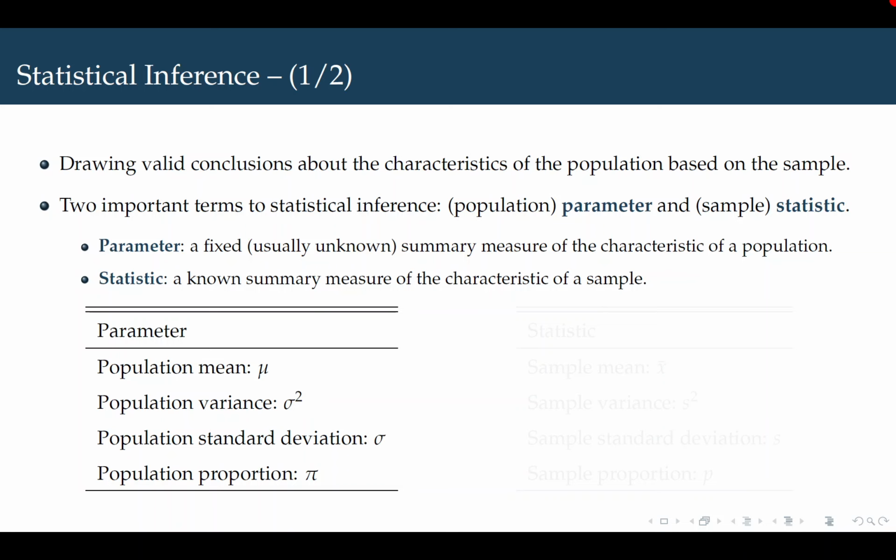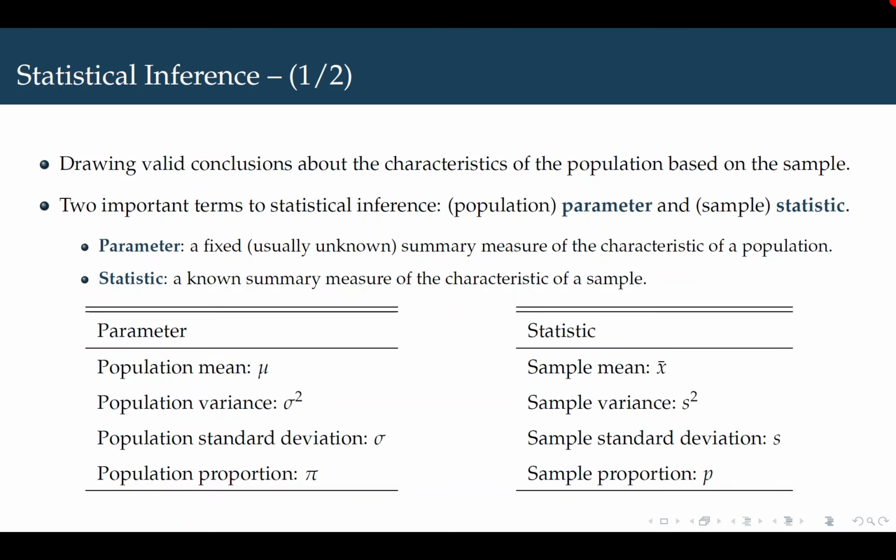of a sample. So sample mean, which is usually denoted by x bar, sample variance denoted by s square, sample standard deviation denoted by s, and sample proportion p are summary measures of the sample, or they are called sample statistics. So the population parameters are usually assumed to be unknown, whereas the sample statistics are usually known because they are going to be calculated from the sample.